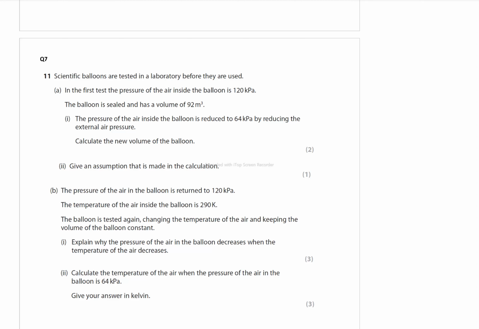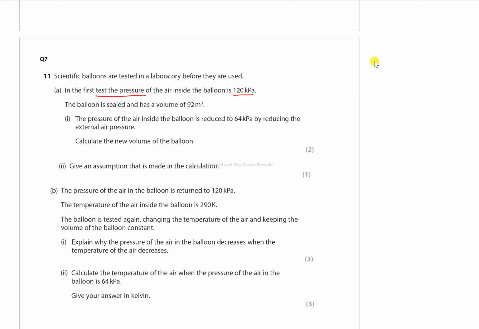Right, we'll carry on with question 7 on this worksheet. Scientific balloons are tested in a lab before they're used. In the first step, test the pressure of the air inside the balloon. The test pressure is 120 kilopascals.